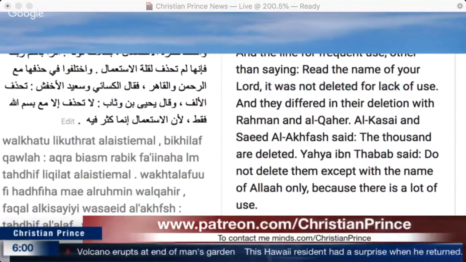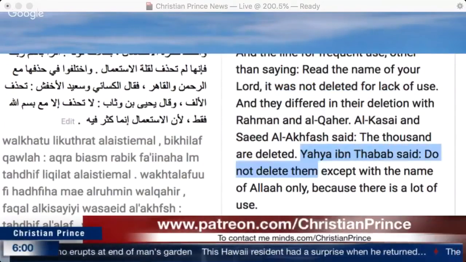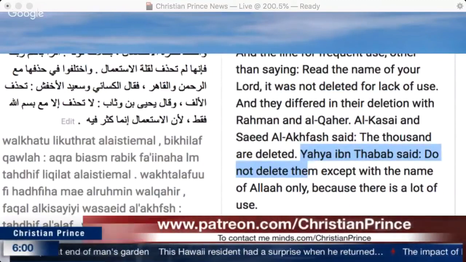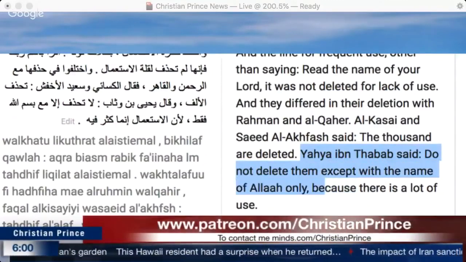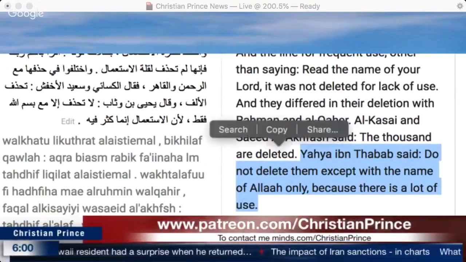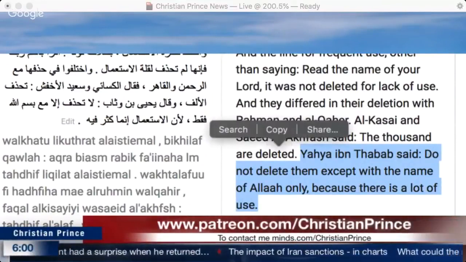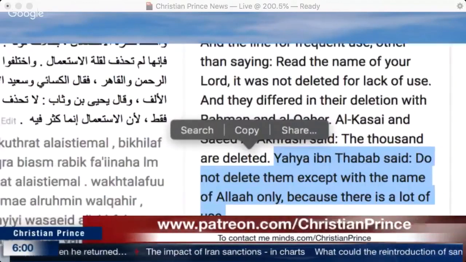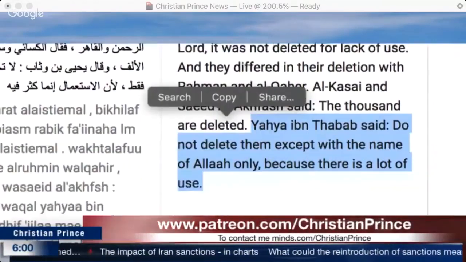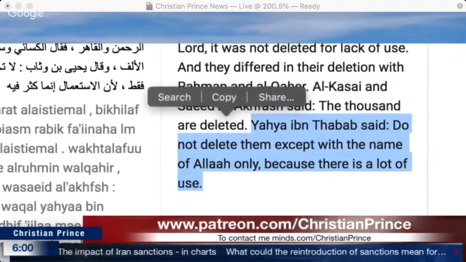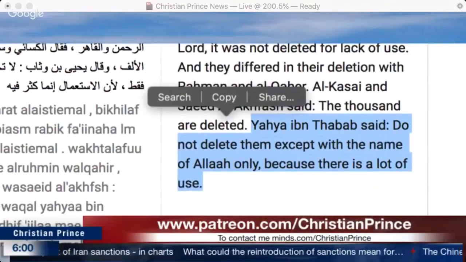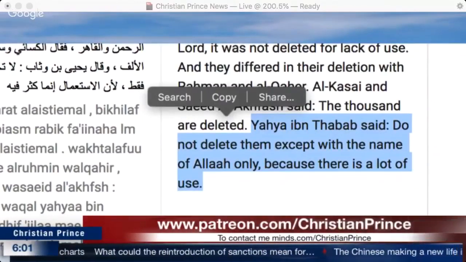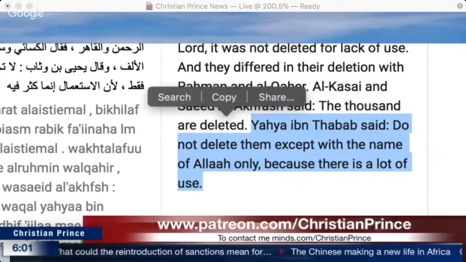You see here, Yahya ibn Tabab said it is not deleted except when it is in front of the name of Allah only, because of a lot of use. Google Translation is not very accurate, but it's clear, right? So because of a lot of use, the Muslims decided. Did Allah say to the Muslims, delete it because of a lot of use, or is this the opinion of the Muslims? Did Allah give them a verse in the Quran that says don't delete it, this is the correct way? No, but because of a lot of use, Muslims keep using Bismillahi.